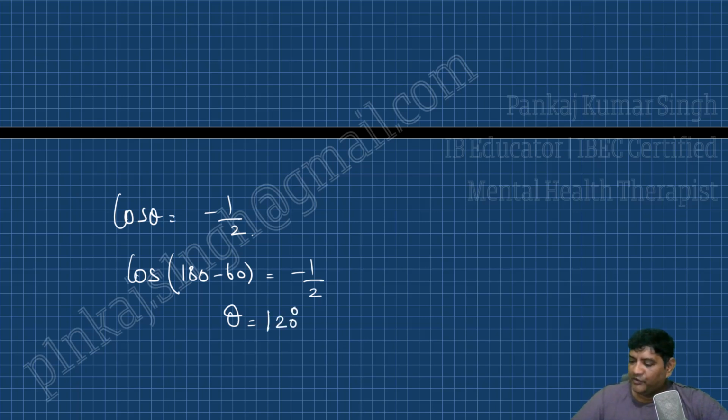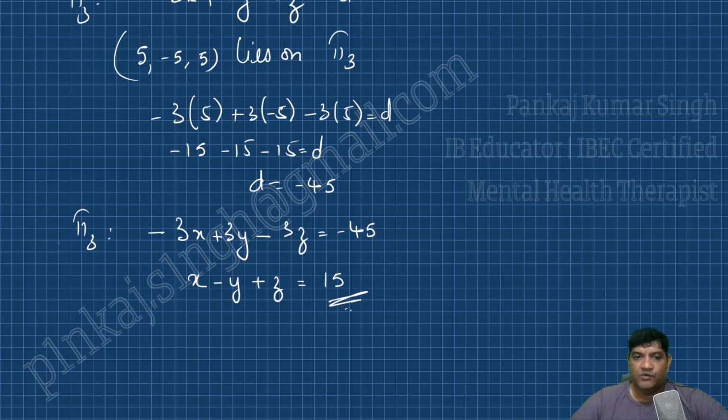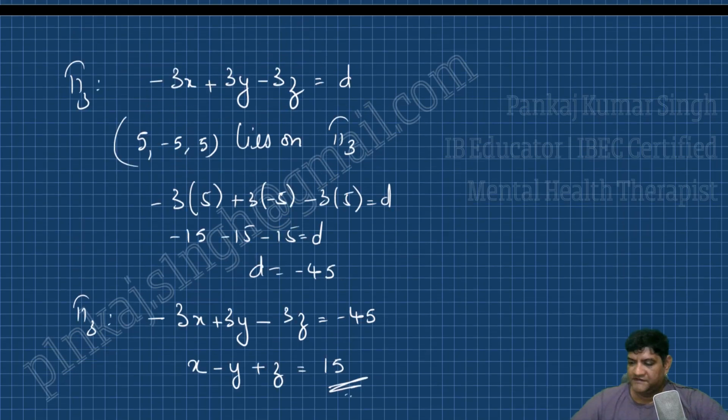now if I try to find the angle for a negative 1 over 2, I would get the angle as 180 minus 60, which is going to be a negative 1 over 2. So from here I can say theta is going to be 120 degrees. However, we're looking for the acute angle, and for the acute angle we're going to do 180 minus 120, which is going to give me 60 degrees. So this is the actual value for theta. We have already found the equation of the third plane, which is this. Now let's go to the C part.